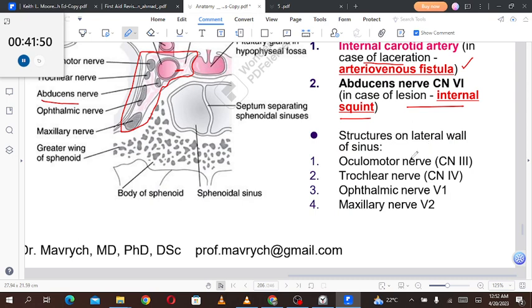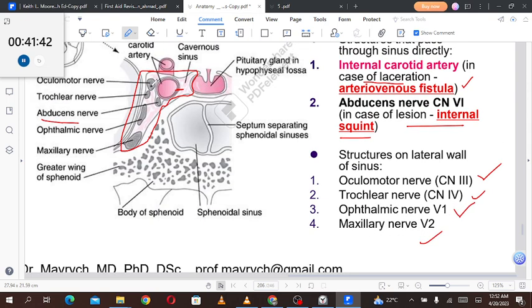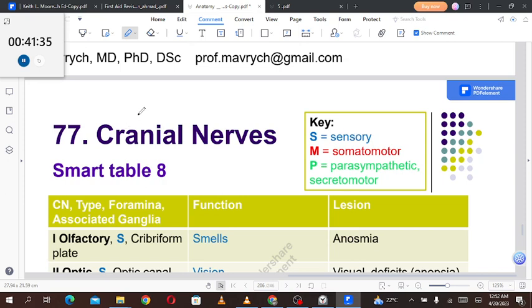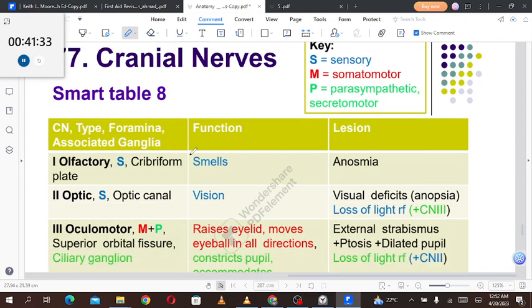Structures on the lateral wall of the sinus: number 1 is the oculomotor nerve, that is CN3, trochlear nerve CN4, ophthalmic nerve CN5-1, and maxillary nerve CN5-2. So on the wall we have the oculomotor nerve CN3, trochlear nerve CN4, and then the ophthalmic and maxillary nerves CN5-1 and CN5-2. Then the point about the cranial nerves. So this is a smart table.